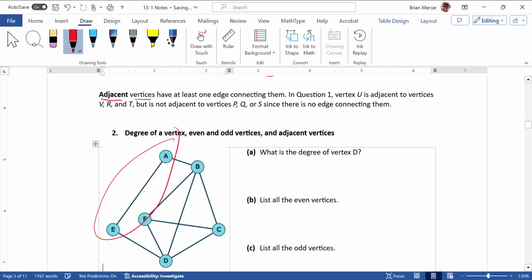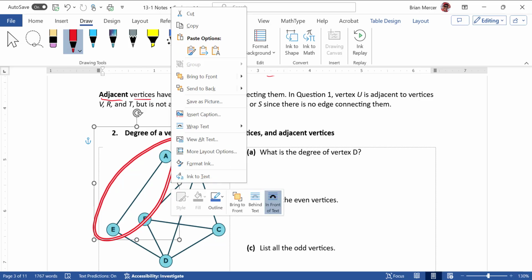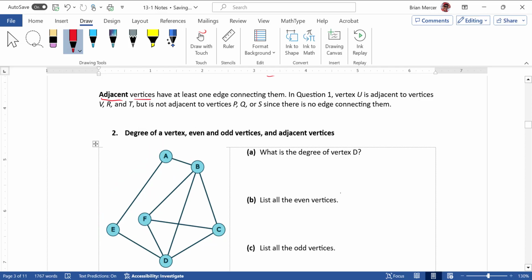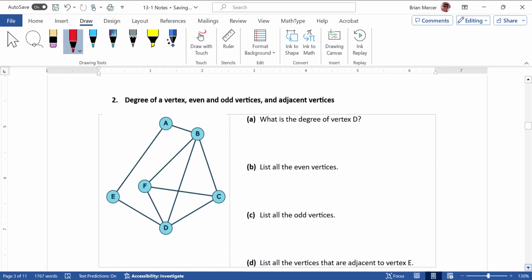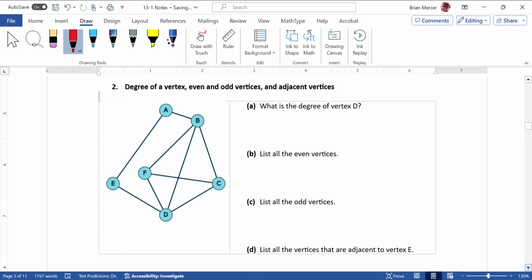Get rid of those marks. And we'll get into that next example. This says, let's look at the degree of a vertex, even and odd vertices, and adjacent vertices.